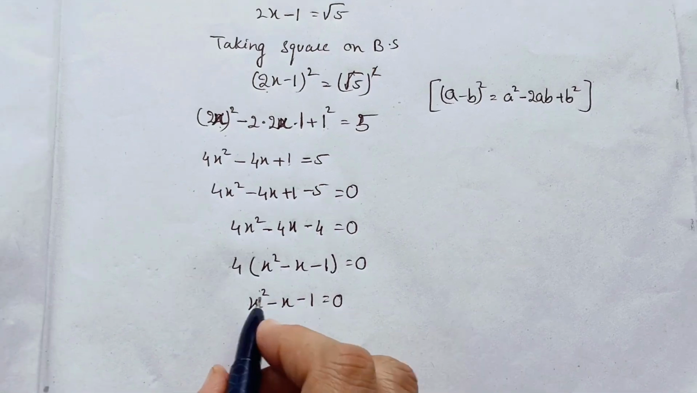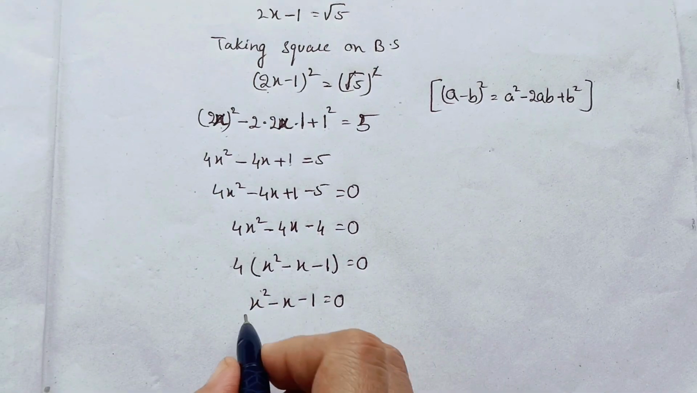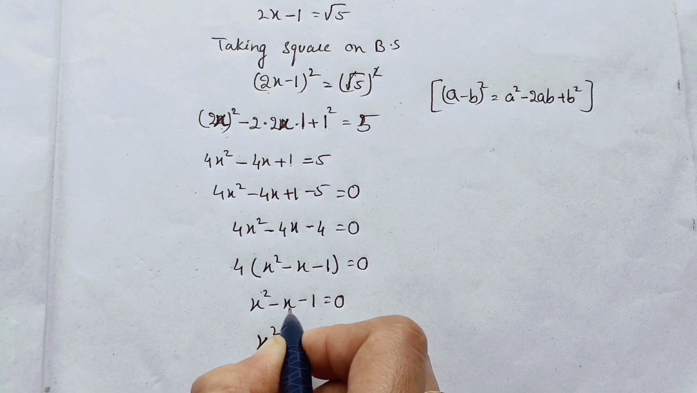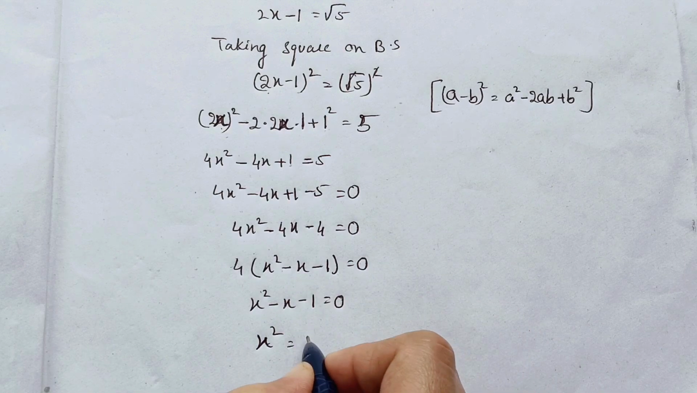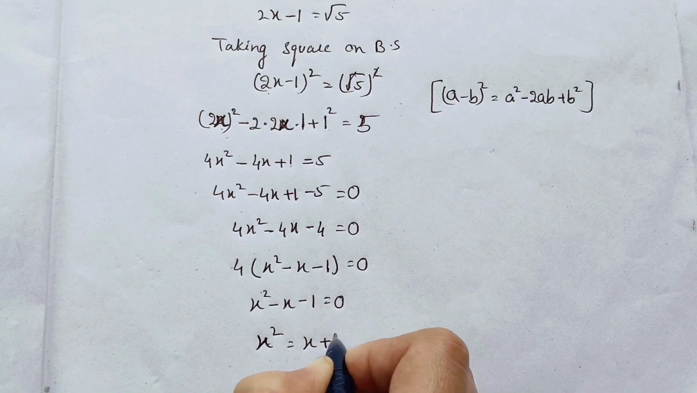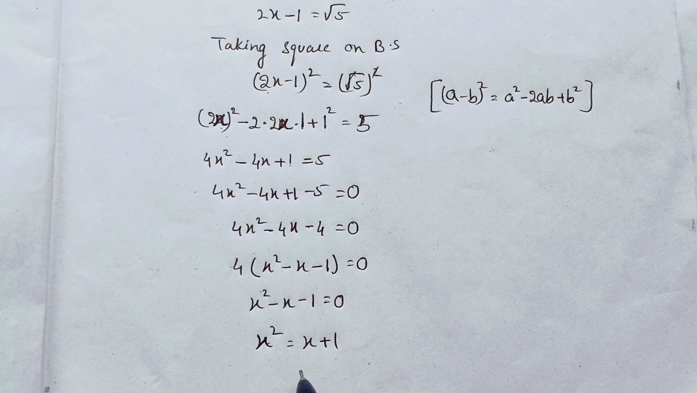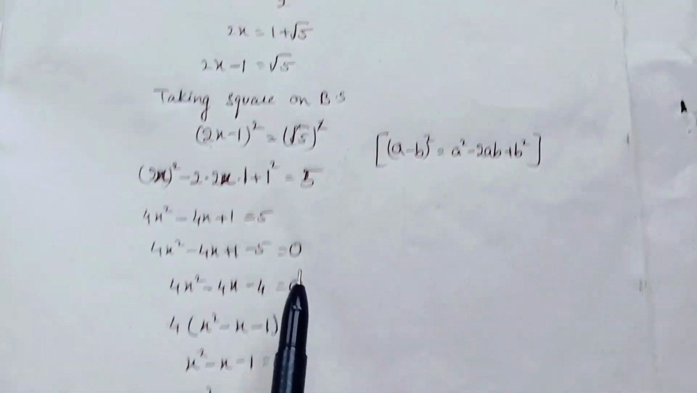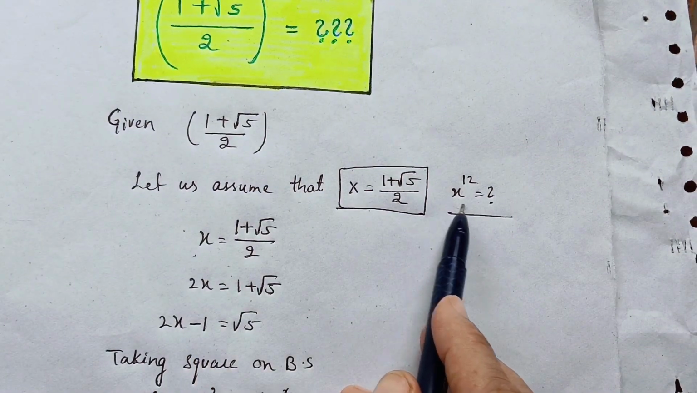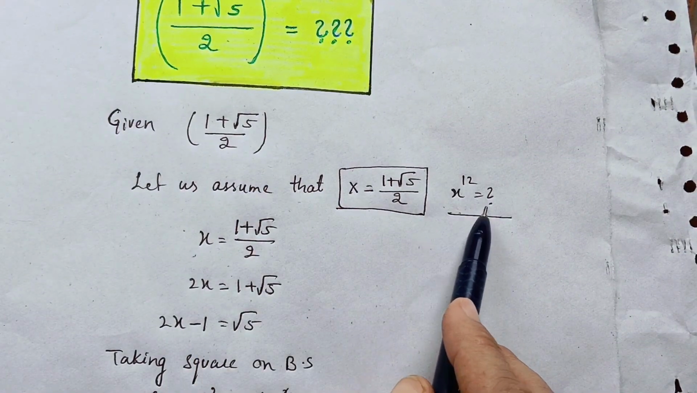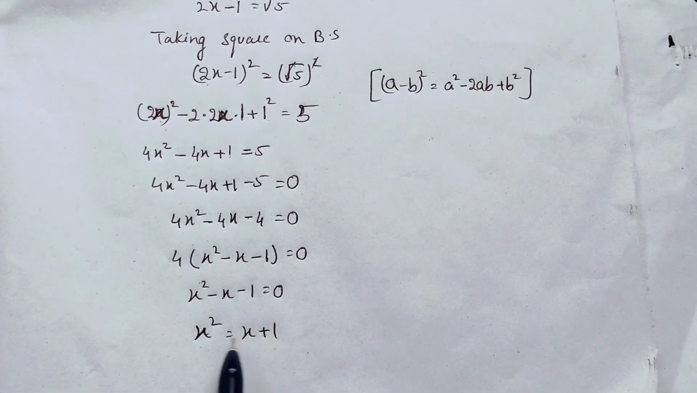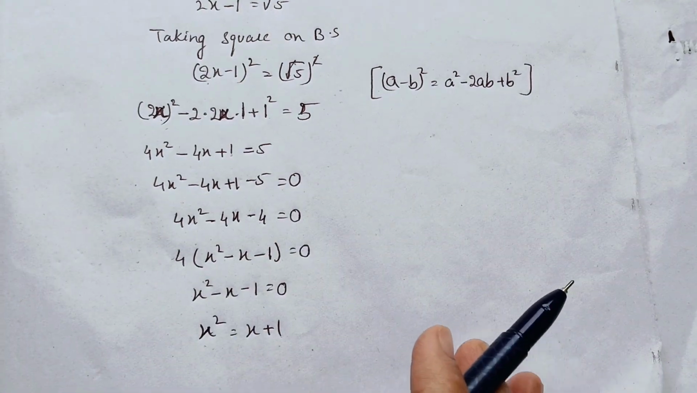Now I'm keeping x square here itself and sending x and 1 to the other side, meaning the left hand side to the right. Then x square equals x plus 1. So this is x and this is x square, and we have to find out the value of x power 12, but we got the value of x square. So in this way we are going to see.